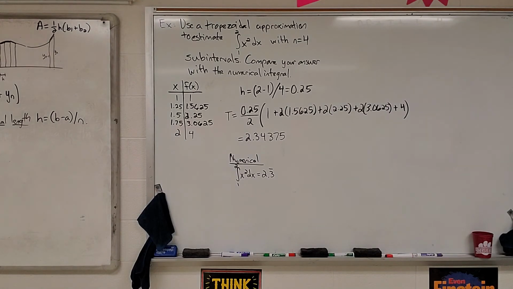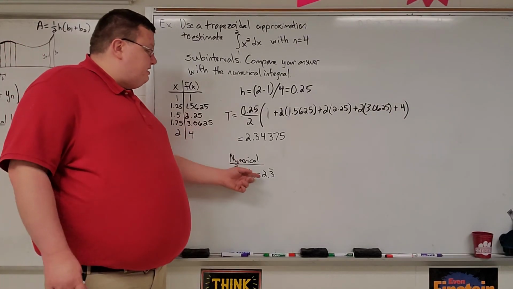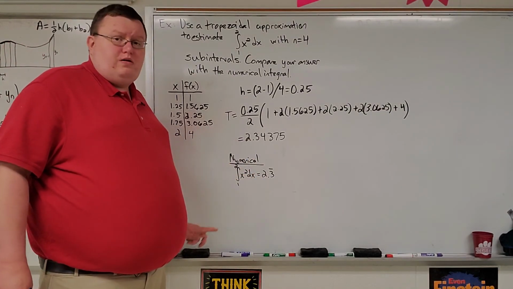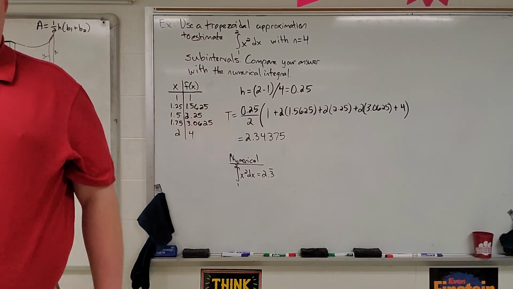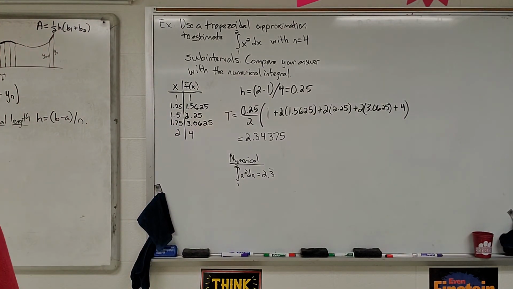So 2.34375, that's not a whole lot off. That's our estimate. It's a little bit more than the actual, but it's not much. It's pretty good. That's a pretty good estimate for the integral value.